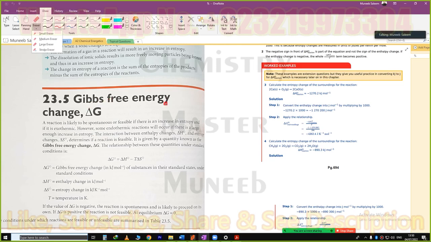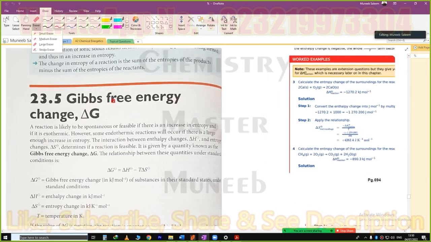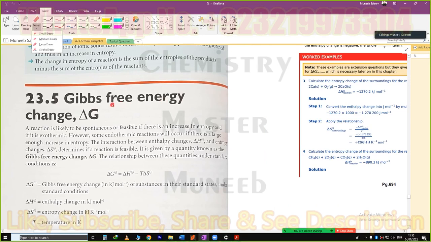Okay, Gibbs free energy change. Free energy means Gibbs, and Gibbs means free energy. It is the energy required by the reactants to go through the reaction. Energy available to the reactants to proceed for the reaction. That is the Gibbs free energy. Gibbs was the scientist's name, so he described this free energy.